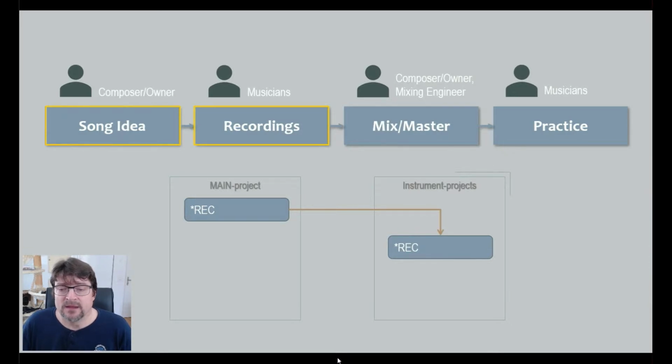So now the musician is ready to go and do some recordings of his own. You could also do further recordings in the main project, for example, if you have a band session and do some rehearsal there. From those recordings, again, you could copy recordings to existing instrument projects, or if the instrument project does not exist, which is decided based on the track name, a new instrument project is created.